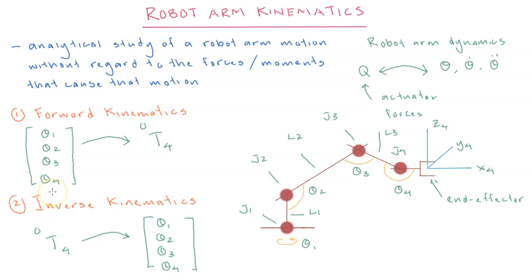And for inverse kinematics, it seems to be more useful, because if you want to pick an object in a certain way, in a certain location and with a certain orientation of the end effector, then with inverse kinematics, we will be able to compute what is theta 1 up to theta 4 to produce that pose of the end effector.